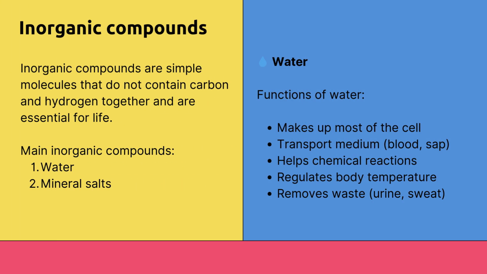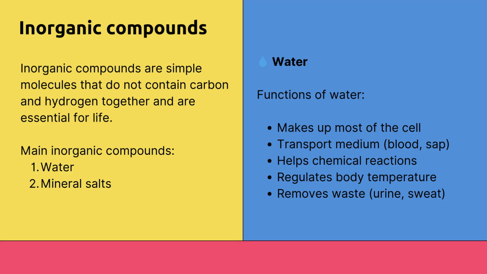So inorganic compounds are simple molecules that do not contain carbon and hydrogen together and are essential for life. So they would probably have hydrogen or carbon, but not at the same time. So the main inorganic compounds that we know are water and mineral salts.